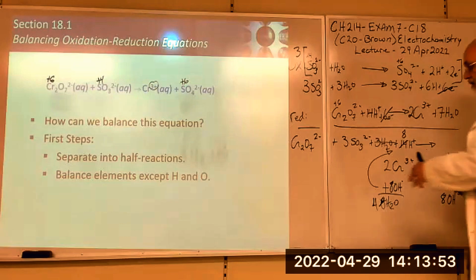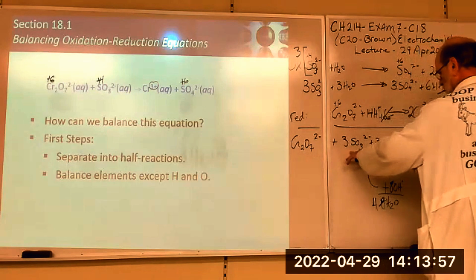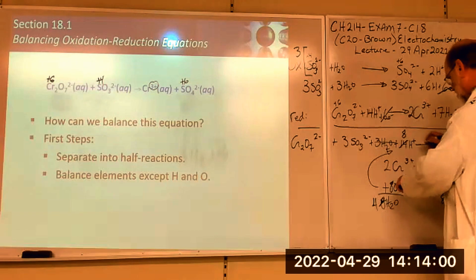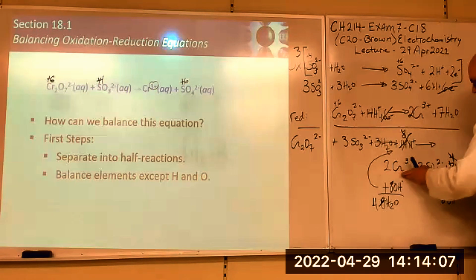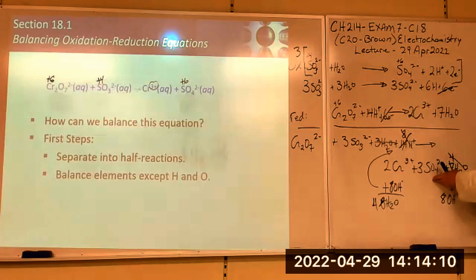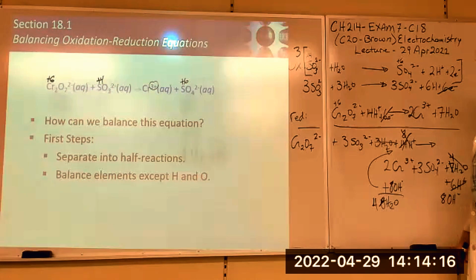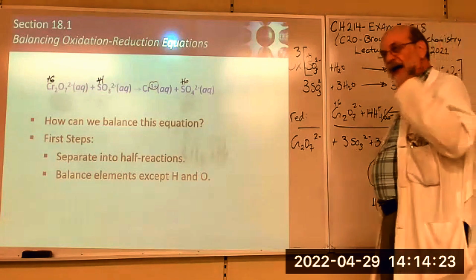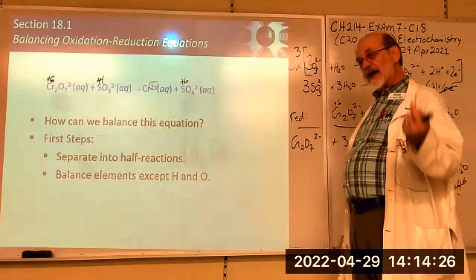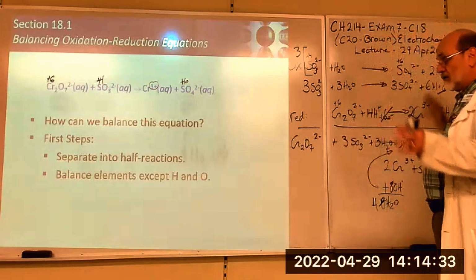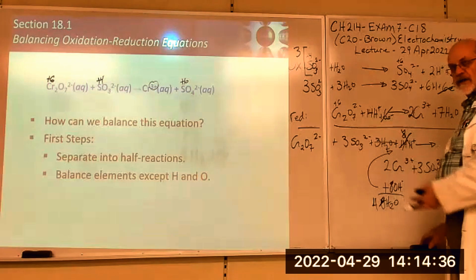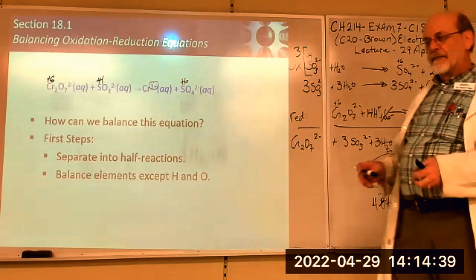So in basic solution, it'll be dichromate, 3 sulfites, four waters yields 2 chromium 3 plus, 3 sulfates, and 8 hydroxyls. Okay, so you just add OH minus. Yep. That's what I call the fake acid method. If it says balance it in basic solution, you go acid first, then you convert it to base. If it's acid solution, you're done. But if it's basic, then you just do that one more step.